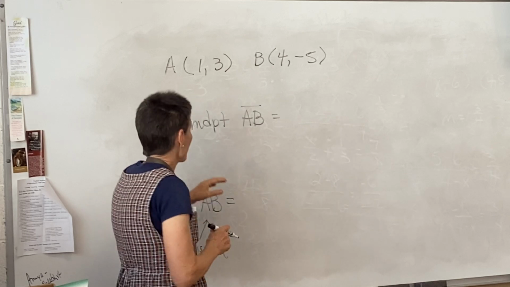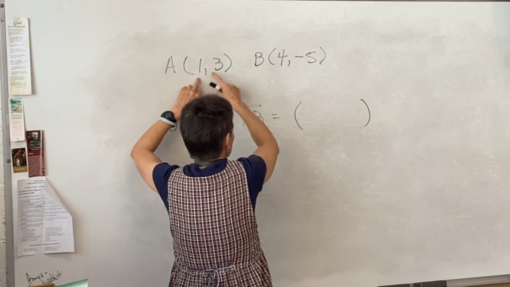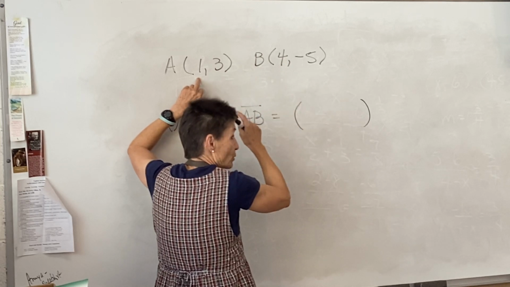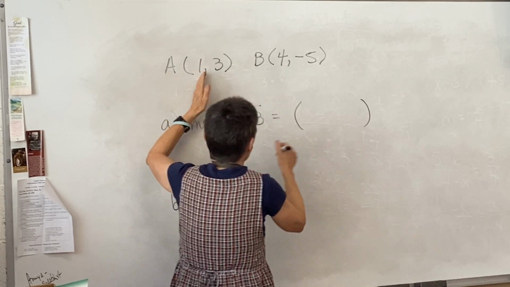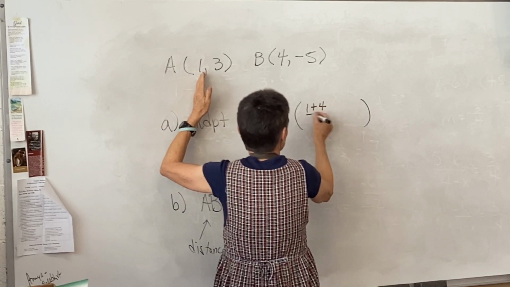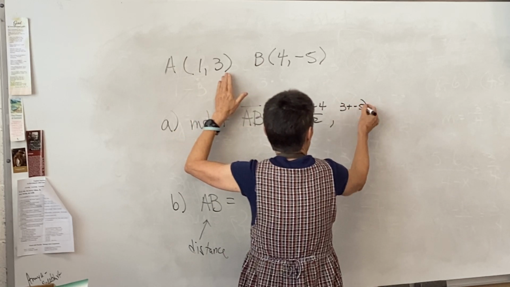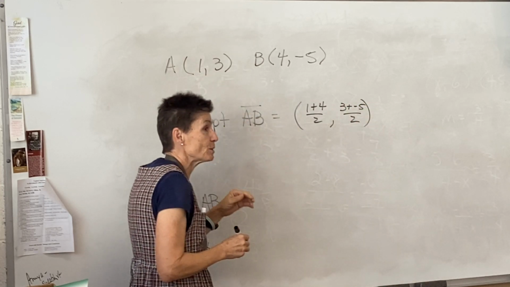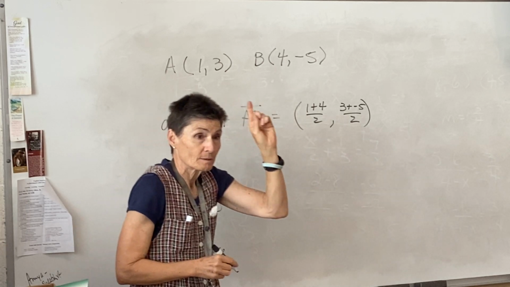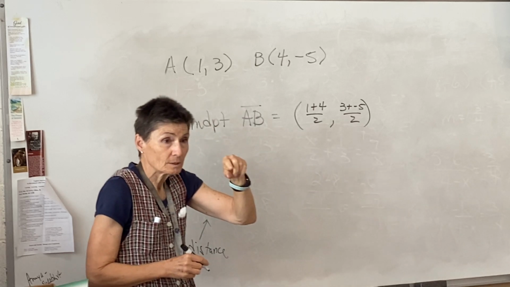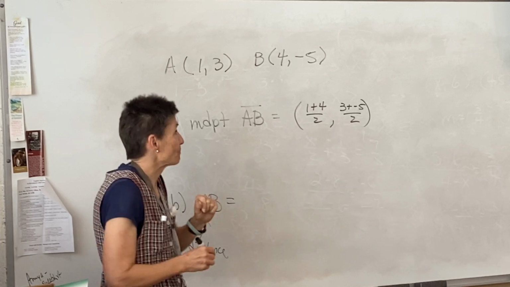Average. So I'm going to look at my 2 points, and I'm going to average my x's. Remember, don't mix and match. It's x and x always. So 1 and 4 divided by 2, and 3 and -5 divided by 2. Average means add and divide by 2. Add and divide by 2. Leslie, do you need to move up here? You can see okay?